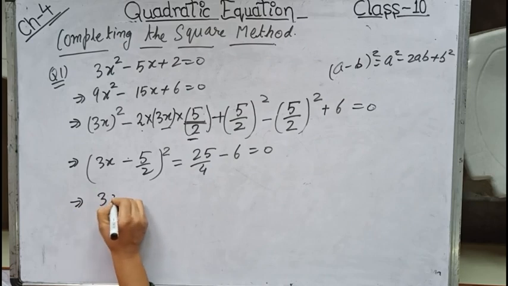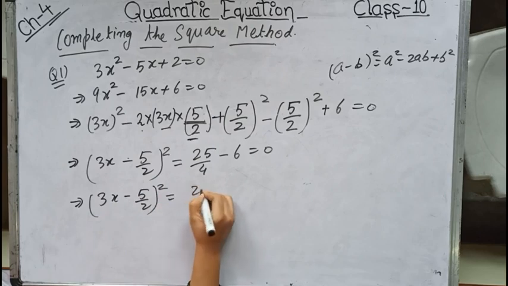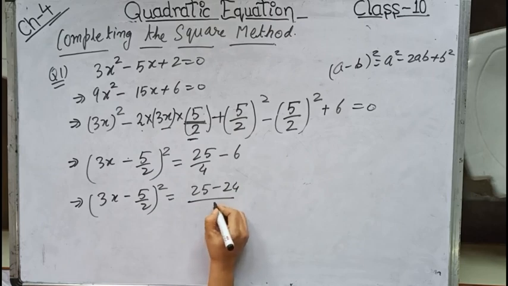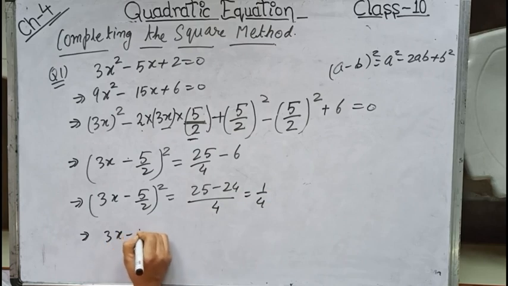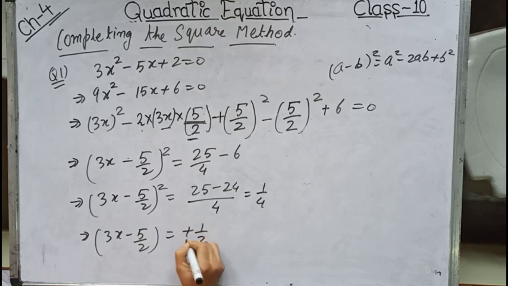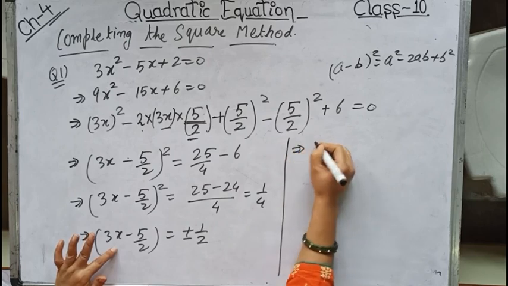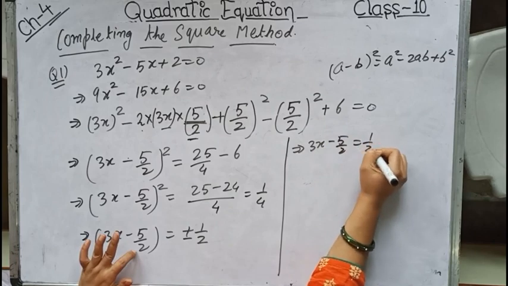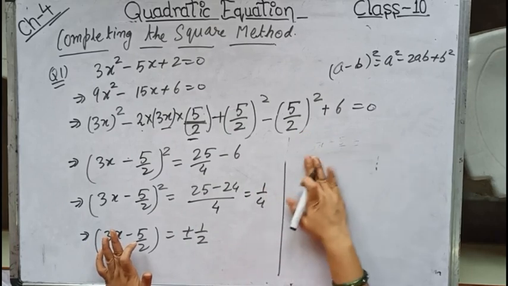Now this implies (3x − 5 by 2) whole square equals (25 − 24) by 4, which equals 1 by 4. This implies 3x − 5 by 2 equals plus minus 1 by 2, taking root of both the sides. So this implies 3x − 5 by 2 equals 1 by 2, or let me write more neatly.